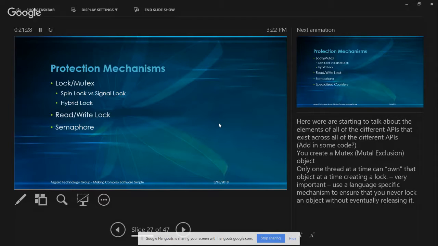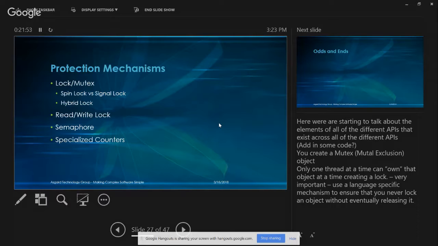You have semaphores, which is basically you're in a museum. There's a fire code. You're only allowed 50 people in. The semaphore counts up, and when it gets to 50, then it won't let anybody else in. But somebody can then release a semaphore, and the next person can come in.